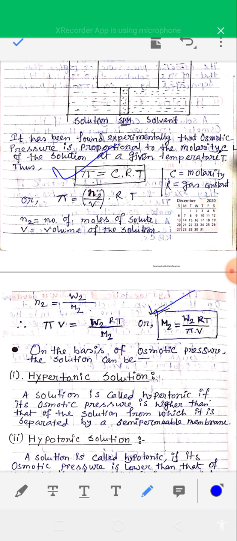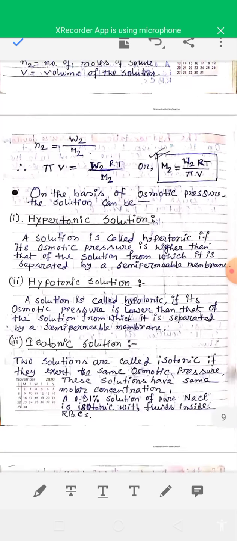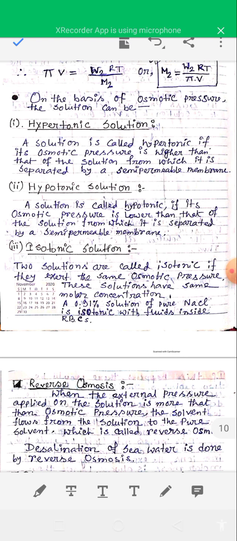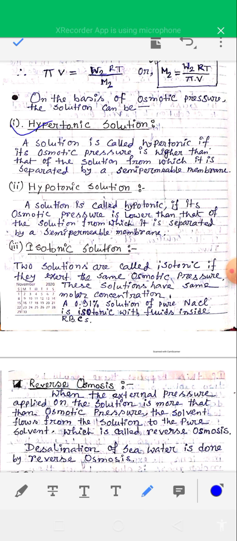Okay, now on the basis of osmotic pressure, solutions can be of three types. One is hypertonic solution, another is hypotonic solution, and the last one is isotonic solution. Hypertonic solution: a solution is called hypertonic if its osmotic pressure is higher than that of the solution from which it is separated by a semipermeable membrane.